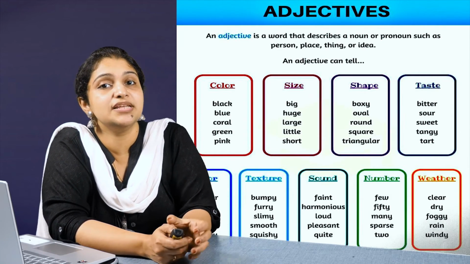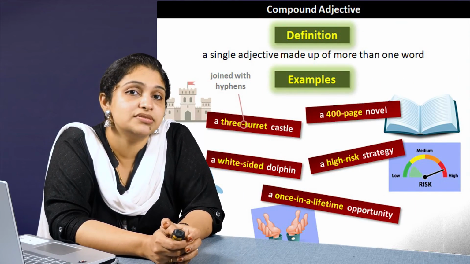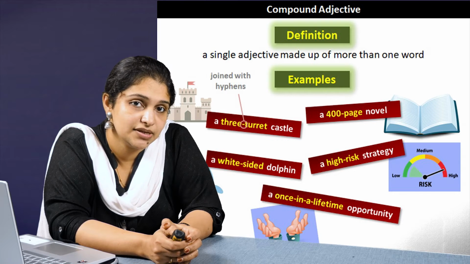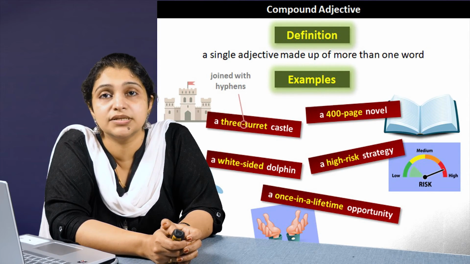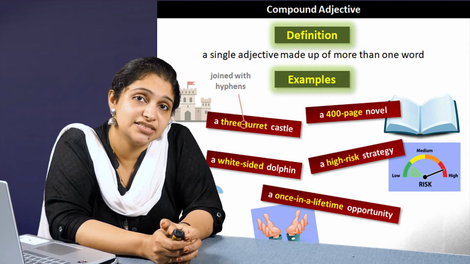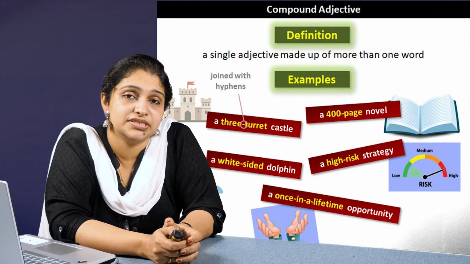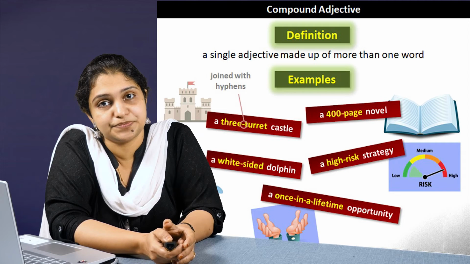You can see once-in-a-lifetime, a must-read. In between, you will use short hyphens, but they are a single word. They are single adjectives, and such adjectives are called compound adjectives. And these days, we have a tendency to use compound adjectives in our daily conversations.